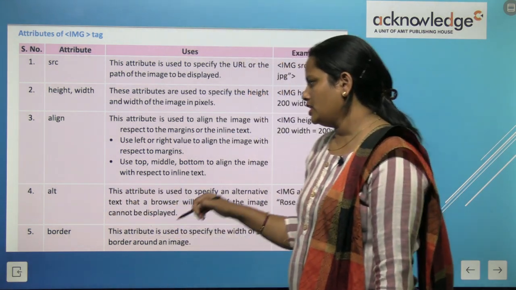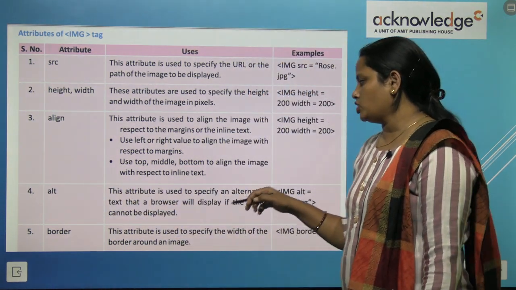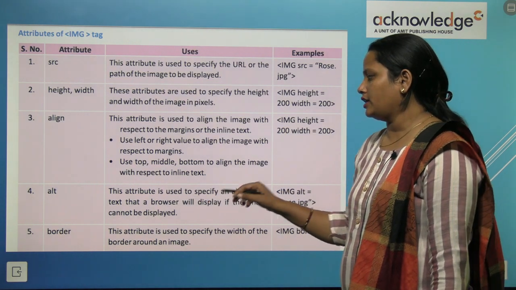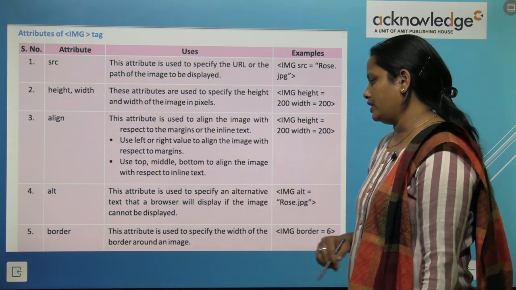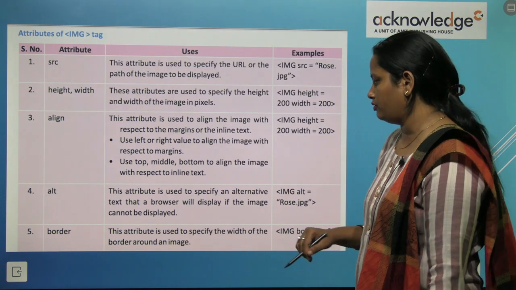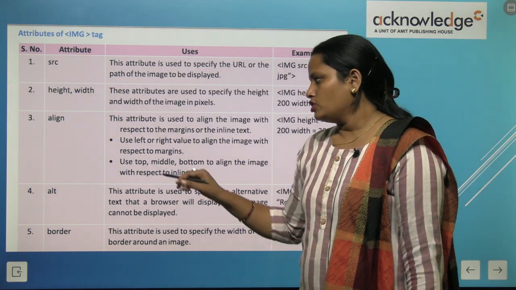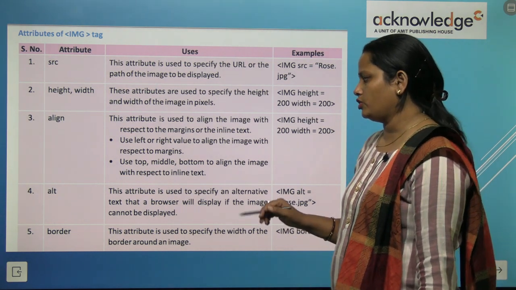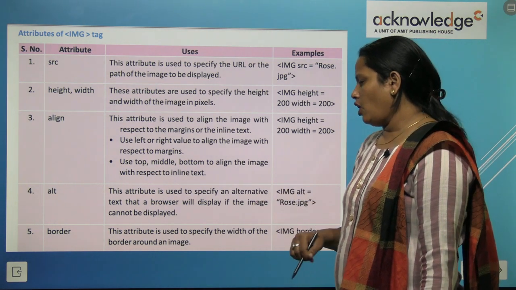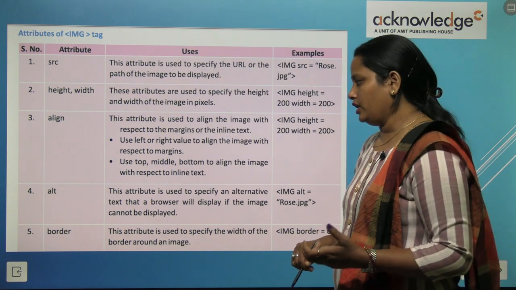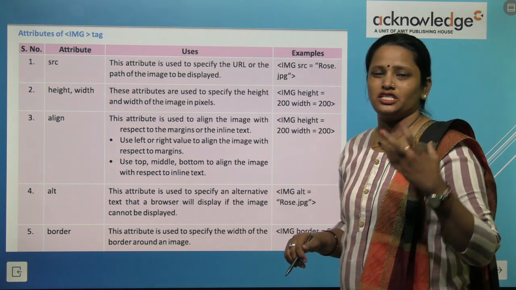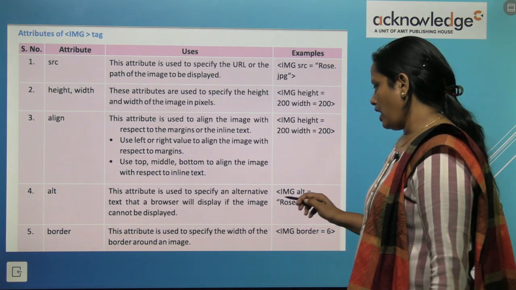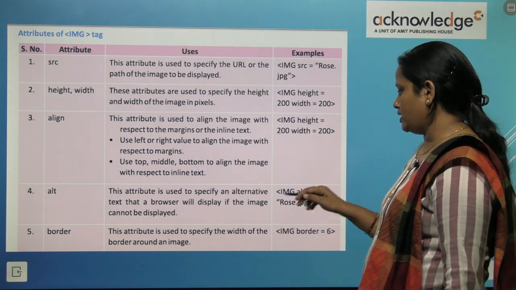Next is ALT. This attribute is used to specify an alternative text that a browser will display if the image cannot be displayed. So ये जो ALT ऑप्शन है ये एट्रीब्यूट यूज होता है एक ऑल्टरनेटिव टेक्स्ट के रूप में, कि मान लो अगर वो इमेज डिस्प्ले नहीं हो पा रही तो उसकी जगह एक टेक्स्ट लिखा हुआ आएगा, and here this text will appear.